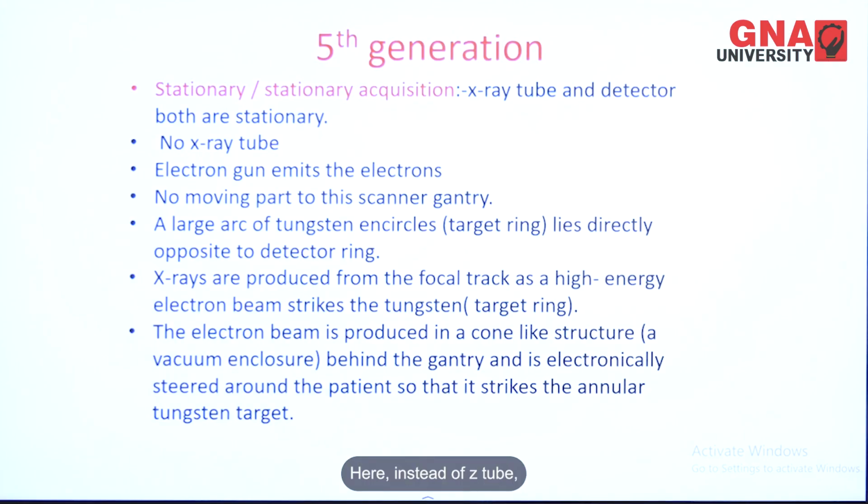Here instead of X-ray tube, what we were using was electron gun that emitted electrons, and no moving parts of the scanner gantry were there. Instead we had a large arc of tungsten rings, and they were directly opposite to the detectors.